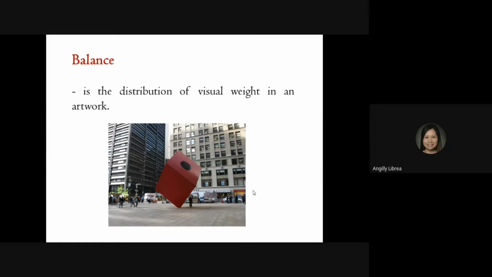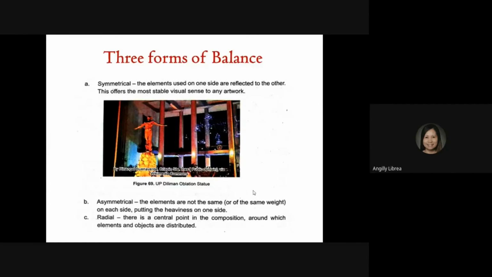An example that illustrates balance is this one, the Isamu Noguchi, or the cube, which is found in the entrance of Marine Midland Building in Manhattan. Okay, these are three forms of balance, guys. First is symmetrical. The elements used on one side are reflected on the other, as the term implies, symmetrical. This offers the most stable visual sense to any artwork.